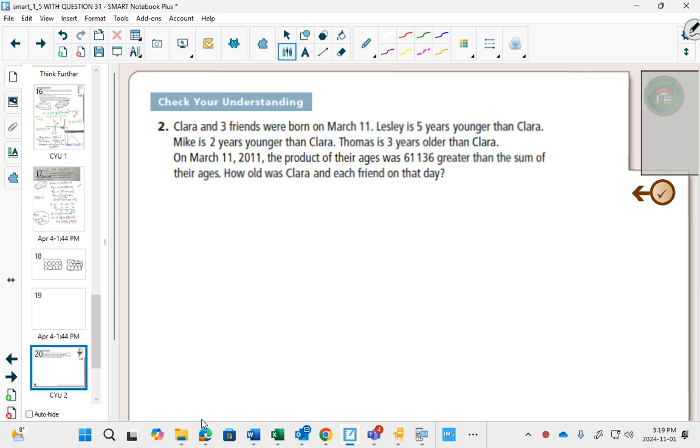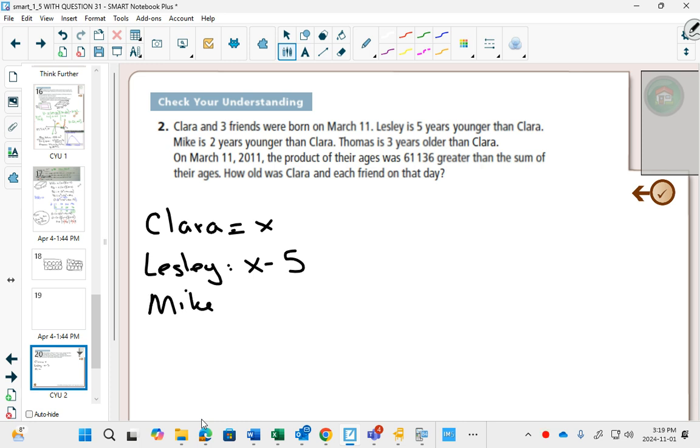So we have to introduce a variable. We'll say that Claire is x. That's how old she is. So that means that Leslie is x minus 5, Mike is x minus 2, and Thomas would be x plus 3. And we have to create some sort of equation so we can solve for x.